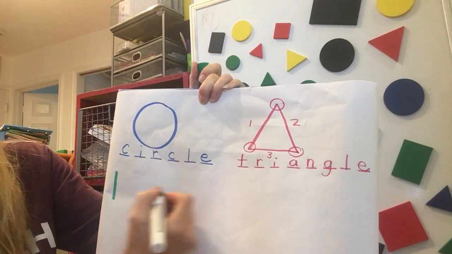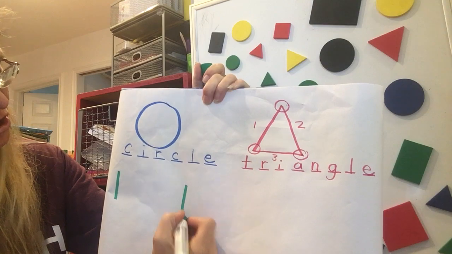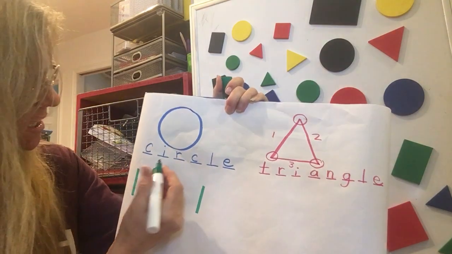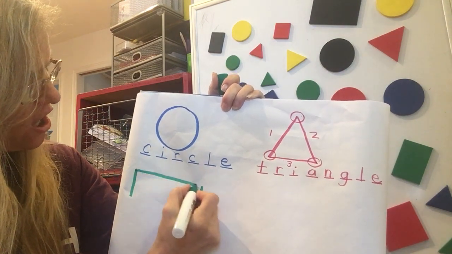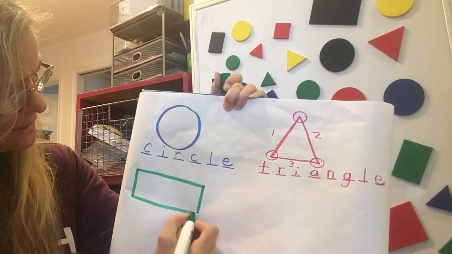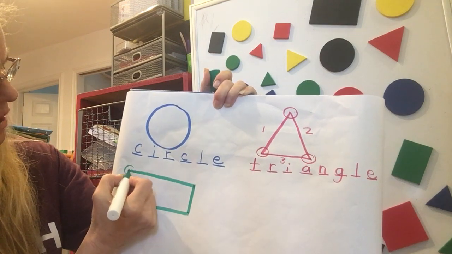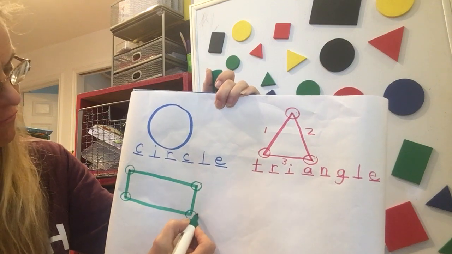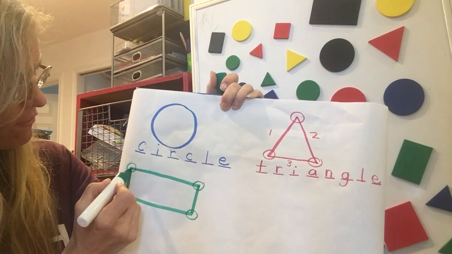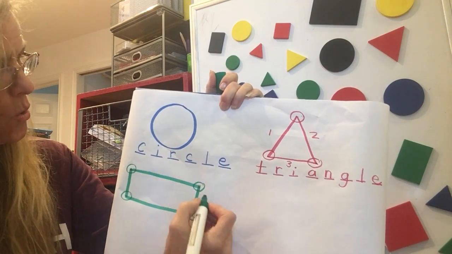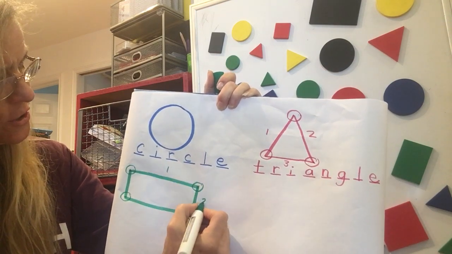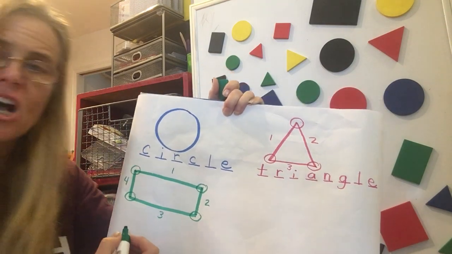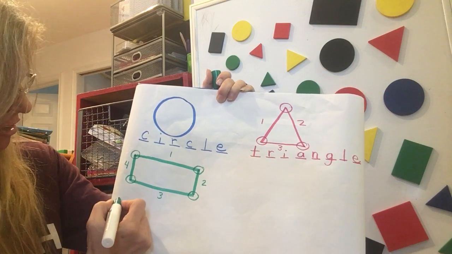This shape has 2 sides that are short, and they're exactly the same, as close as I could draw them, and 2 sides that are long. They have to be exactly the same length. And here's 1, 2, 3, 4 vertices, 4 angles, 1, 2, 3, 4 sides. This is called a rectangle.